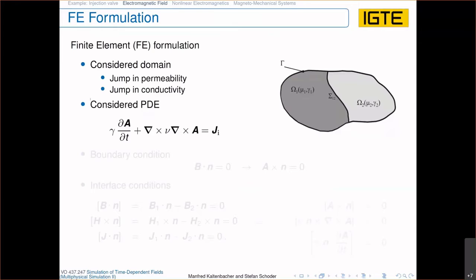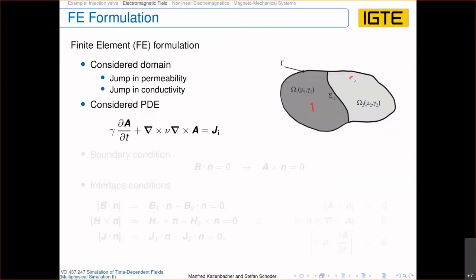For this, we are now considering such a computational domain with two subdomains. So we assume that we have a subdomain 1, and we have a subdomain 2.